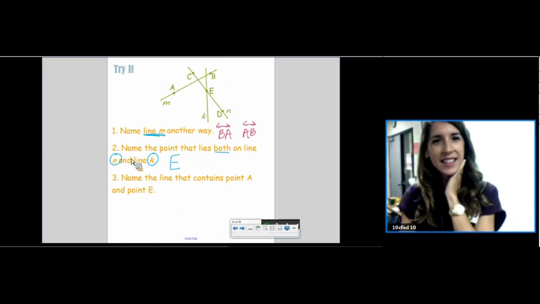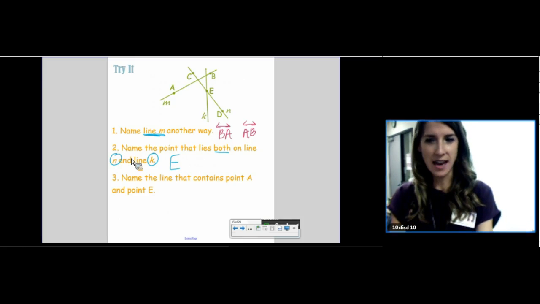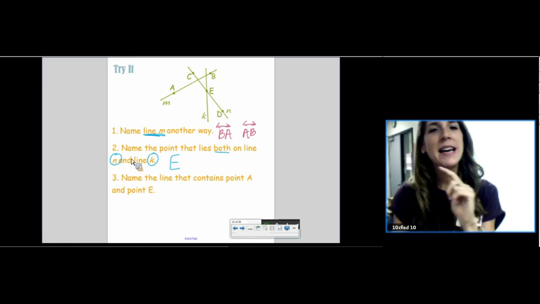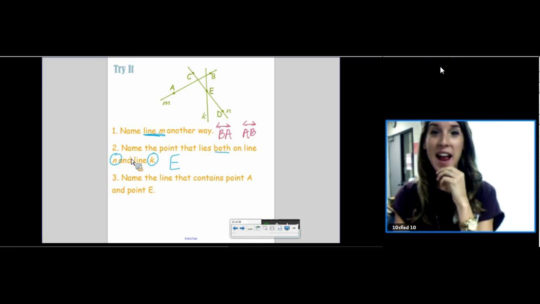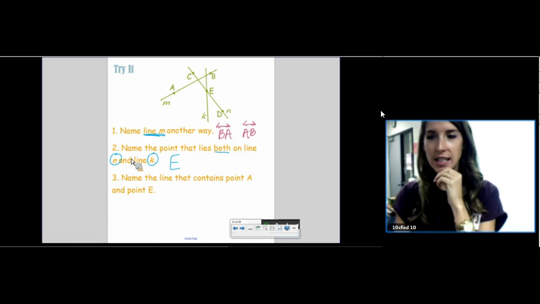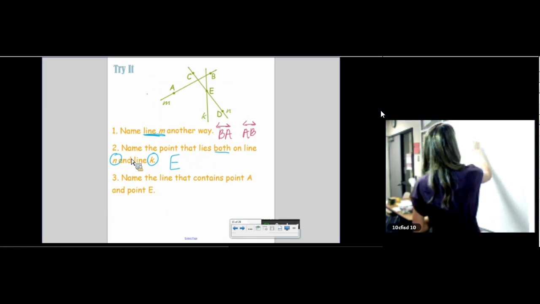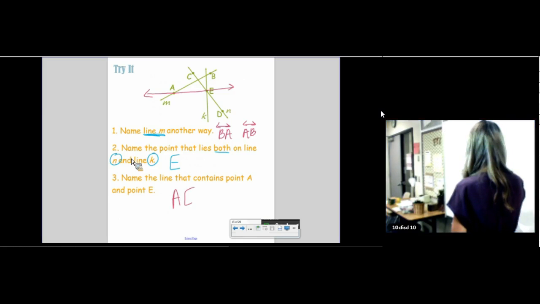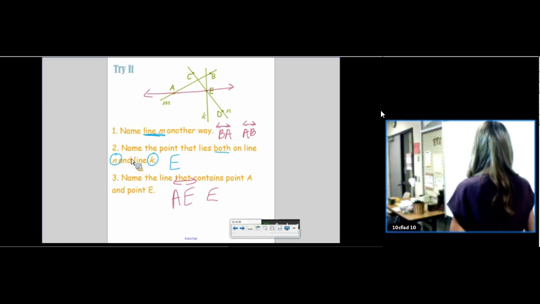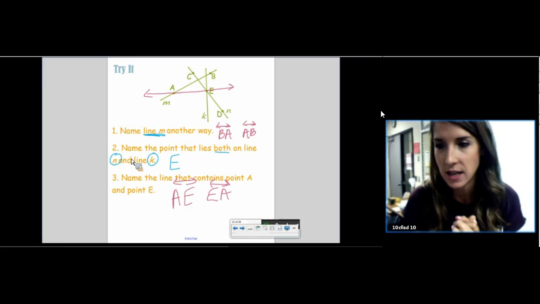Name the line that contains point A and point E. Wait a minute. Name the line that contains point A and point E. There is no line up there that contains point A and point E. Just because a line isn't drawn, does that mean it doesn't exist? Ooh, now we're getting into the good stuff. Just because it's not drawn, does that mean that it doesn't exist? No, it does. So, there is a line that goes through A and goes through E. And you know what its name is? Its name is AE, or EA. So, just because a line isn't drawn doesn't mean it doesn't exist.